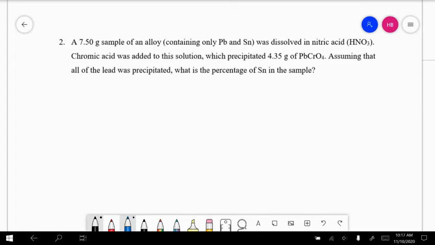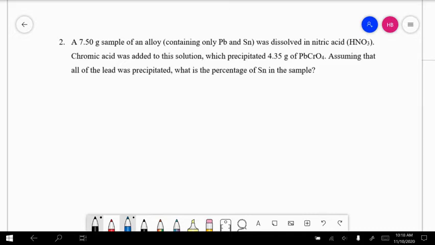Move on to number 2. A 7.50 gram sample of an alloy containing only tin and lead was dissolved in nitric acid. So this is actually an alloy, a mixture. It's kind of a solution of metals. So we cannot get them apart without doing something like this. Chromic acid was added to the solution, which precipitated 4.35 grams of lead chromate. Assuming all the lead was precipitated, what is the percentage of tin in the sample?